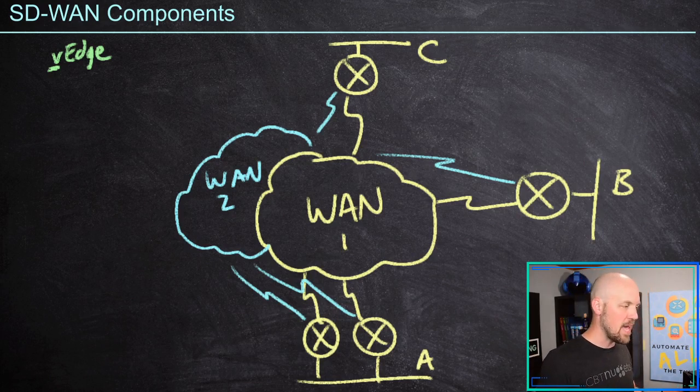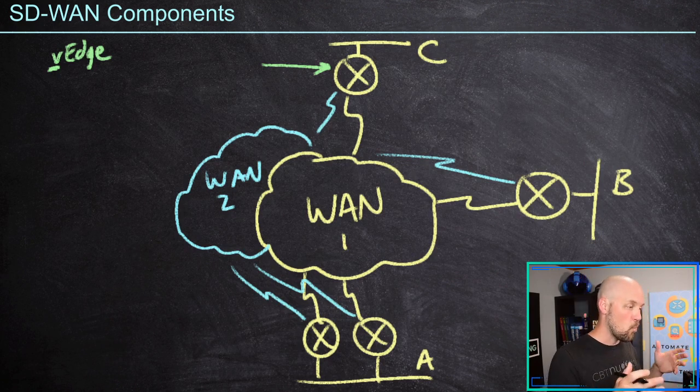When we're talking about the edge of a WAN environment, we're really talking about these routers. We call them edge routers. So anytime, even if this isn't an SD-WAN environment, we have edge routers that are attaching to the core of the WAN infrastructure, which usually belongs to a service provider. So these edges, this is why we call them V-Edges, and then we're going to talk about C-Edges here in a little bit.